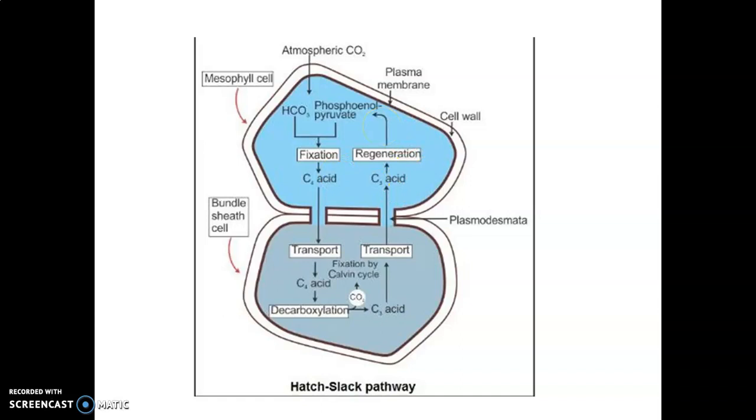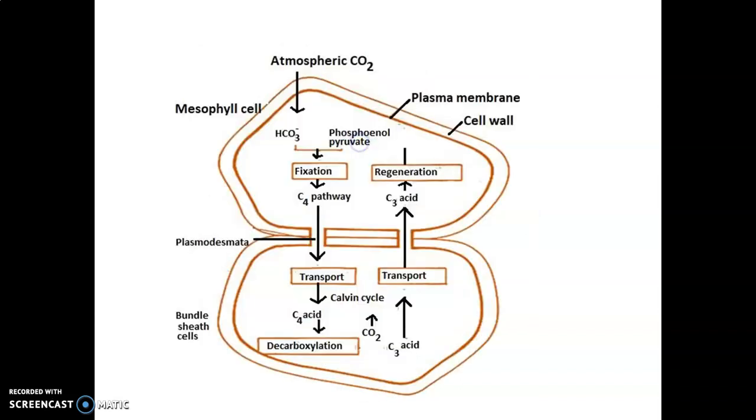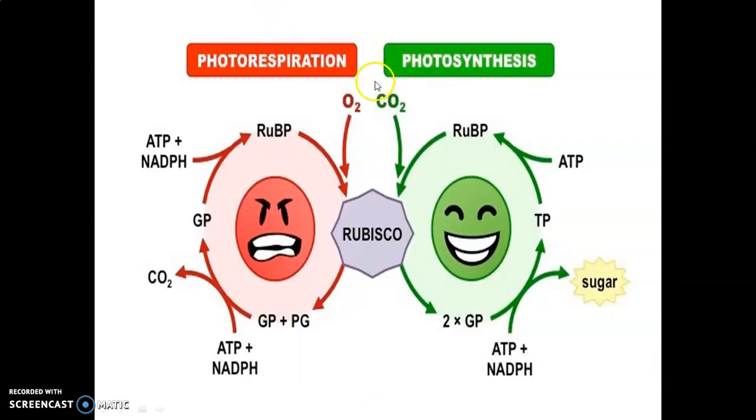The CO2 released in the bundle sheath cells enters the C3 or Calvin pathway, a pathway common to all plants. The bundle sheath cells are rich in the enzyme ribulose bisphosphate carboxylase oxygenase, RuBisCO, but lack PS II. Thus, the basic pathway that results in the formation of sugars, the Calvin pathway, is common to C3 and C4 pathways.